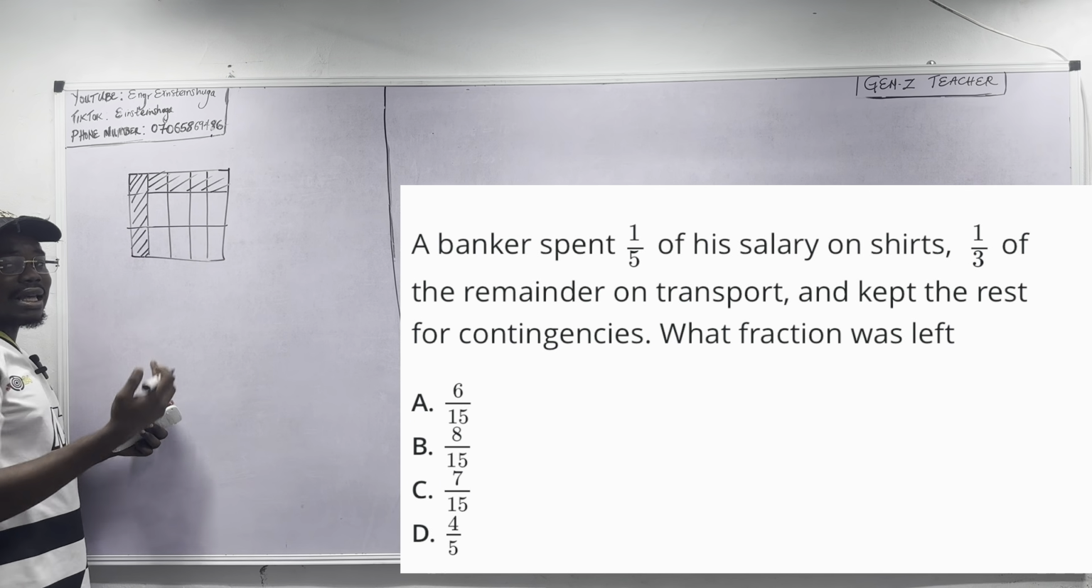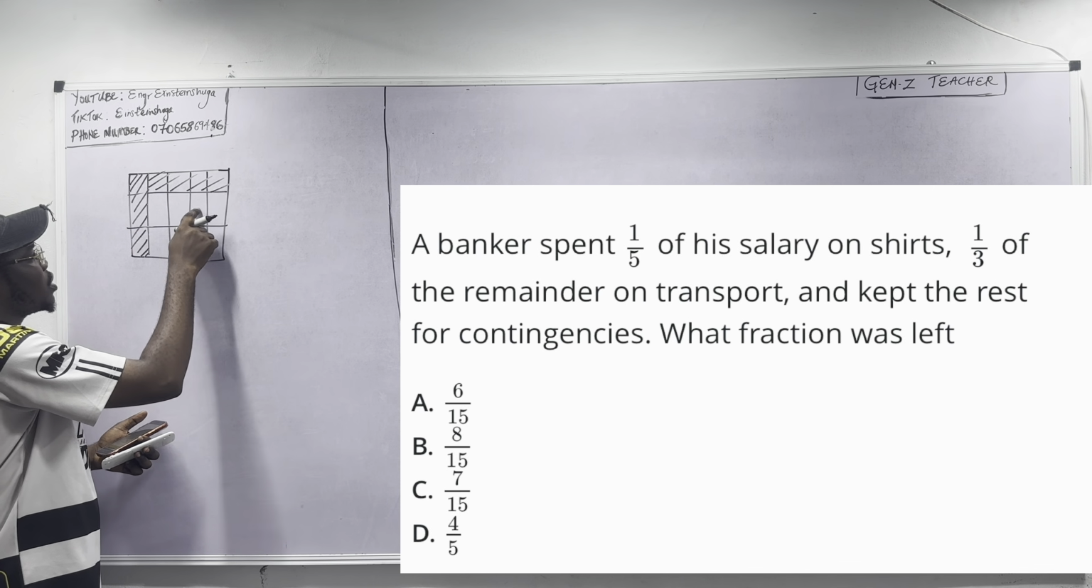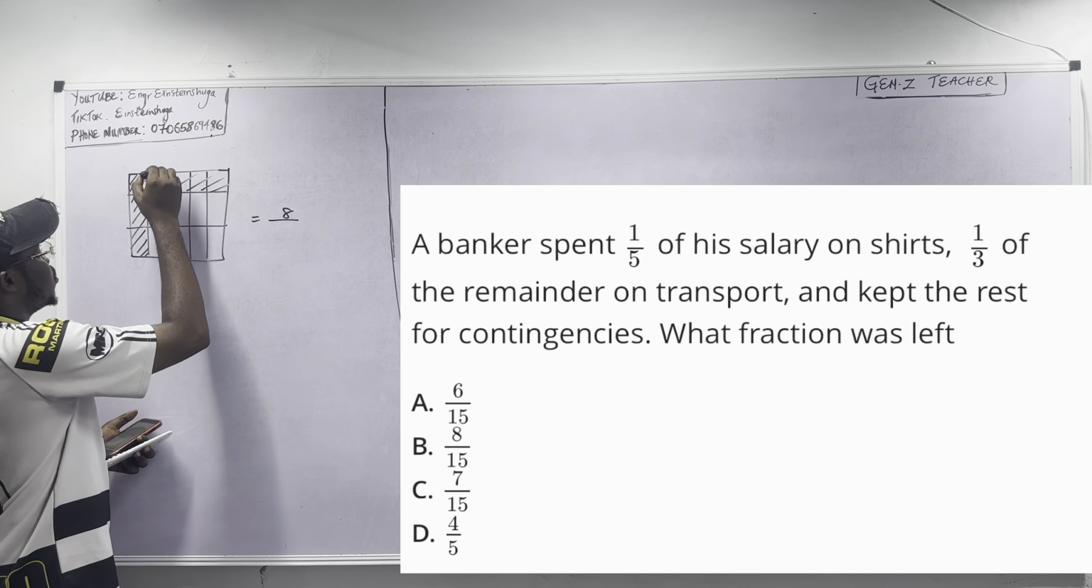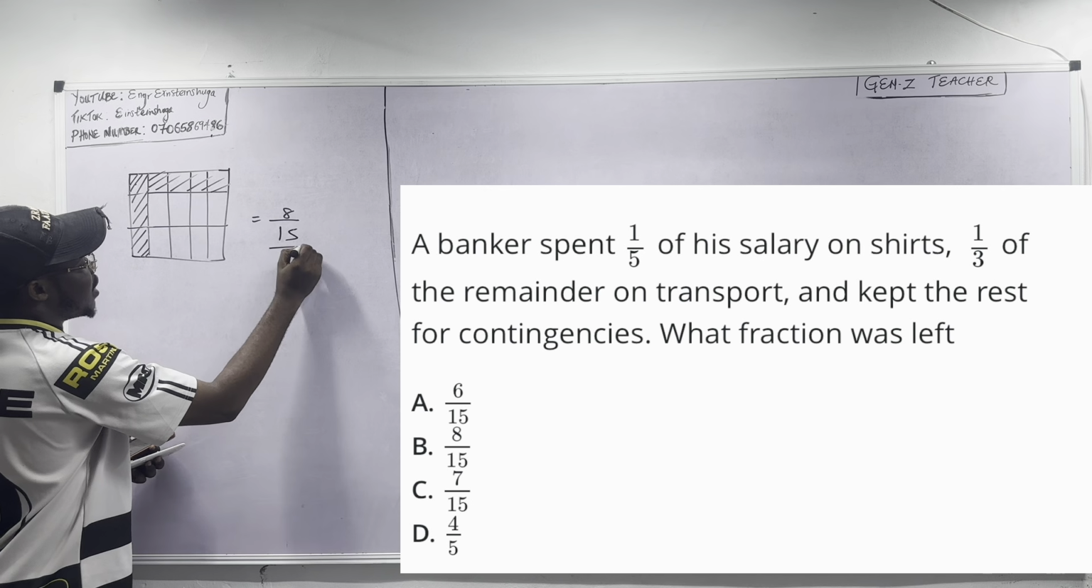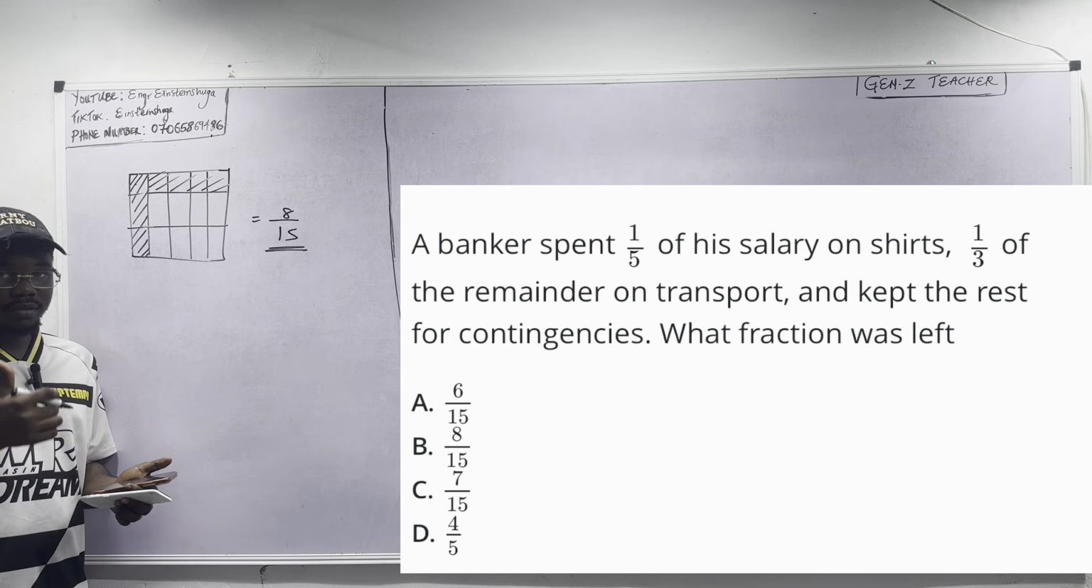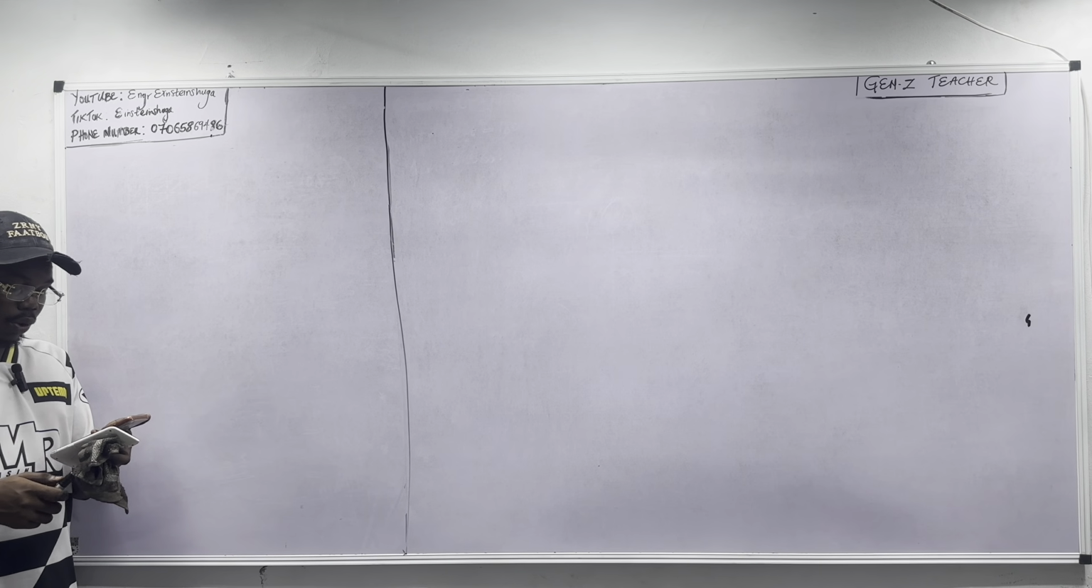Now, what is left without solving? 1, 2, 3, 4, 5, 6, 7, 8. We have 8 over, all the boxes are 15, so the fraction left is 8 over 15. That's easy, right? Yeah.